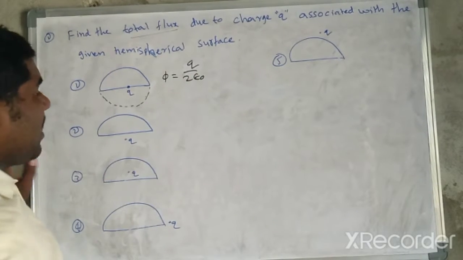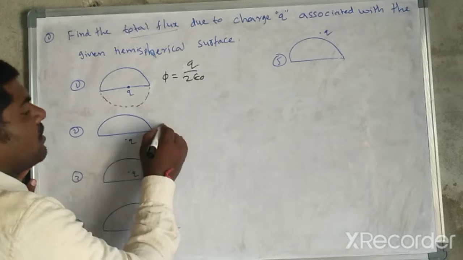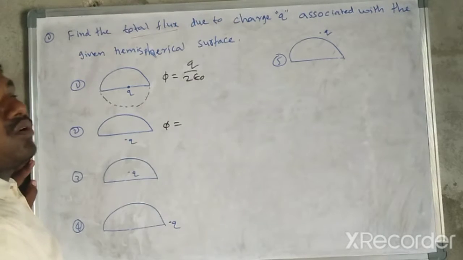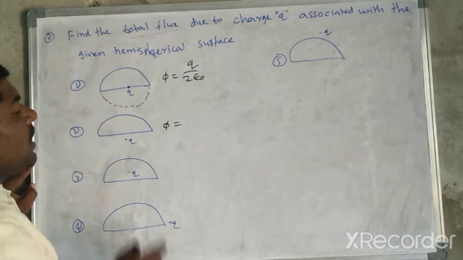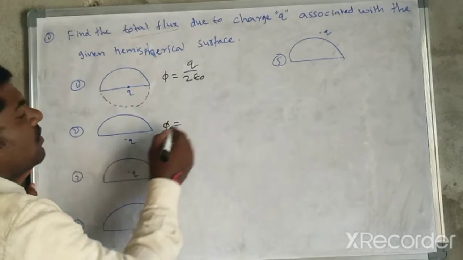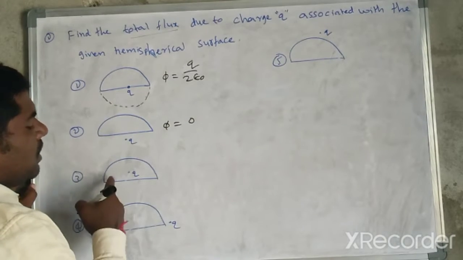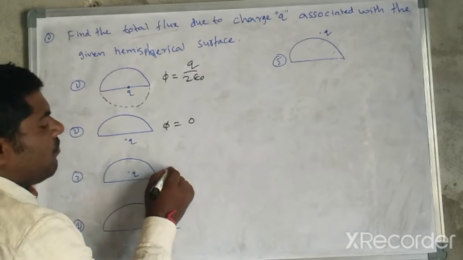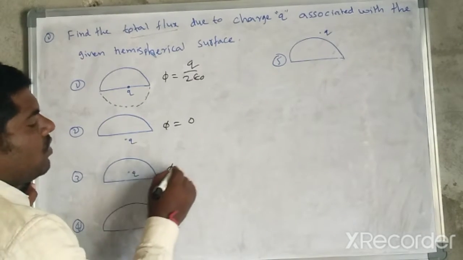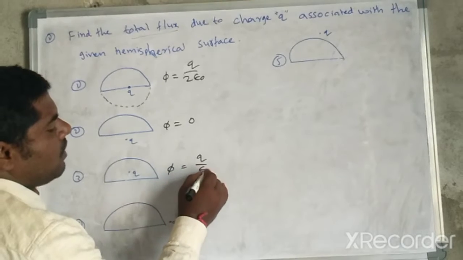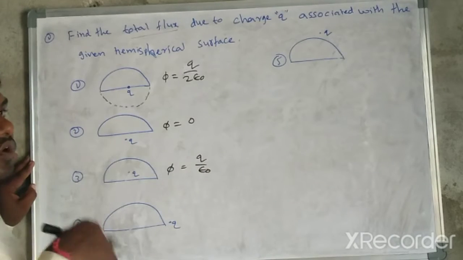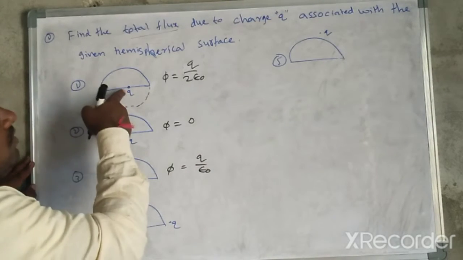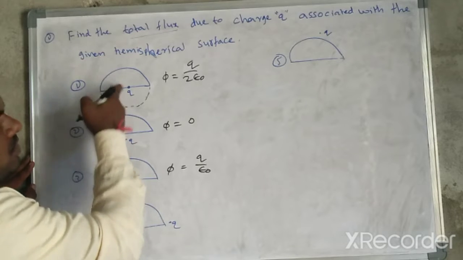According to Gauss law, the flux is equal to Q enclosed by epsilon naught. Here the enclosed charge is 0, that's why the flux is 0. Here the charge is inside, so in this case the flux is equal to Q divided by epsilon naught, since the enclosed charge is Q.